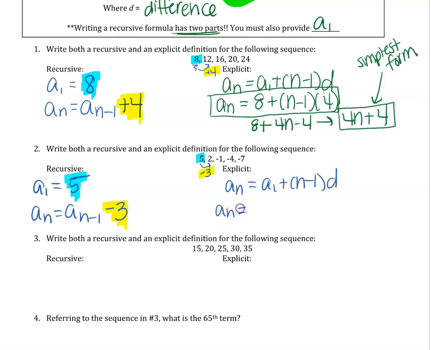Okay, a sub n equals a sub 1 plus n minus 1 times d. Now, some of you will leave it like that, and I will take off for you. Because what does that look like? That looks like subtraction, right? And didn't we say it's multiplication? So let's just make sure we include parentheses. Otherwise, you'll likely get the problem wrong.